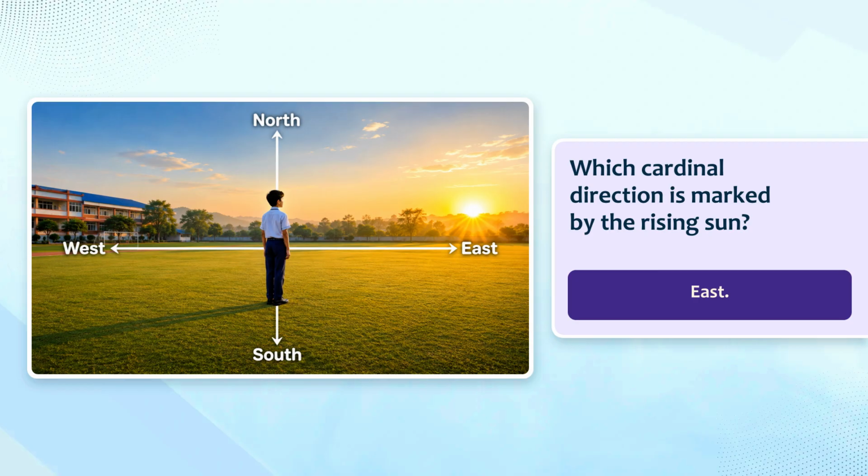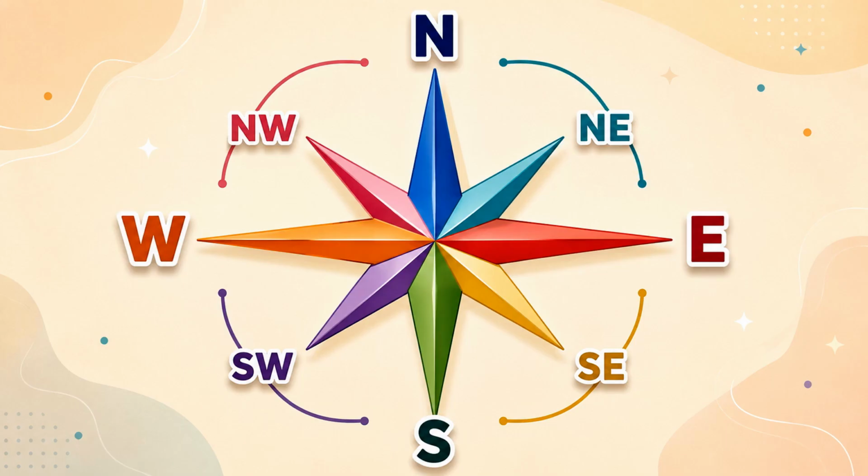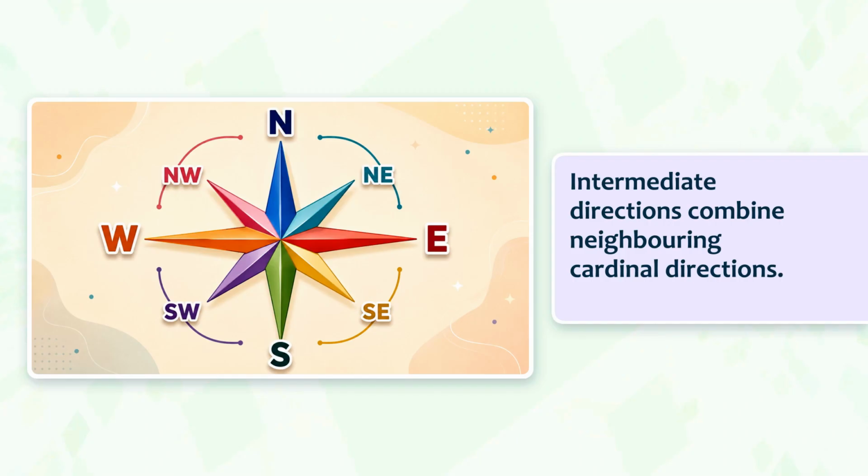Next, we will place the four in-between directions on one complete direction picture. The directions between the four cardinal points are northeast, southeast, southwest, and northwest. Together with north, south, east, and west, they make an 8-direction compass rose. The in-between positions follow a simple naming pattern. Intermediate directions combine neighboring cardinal directions.